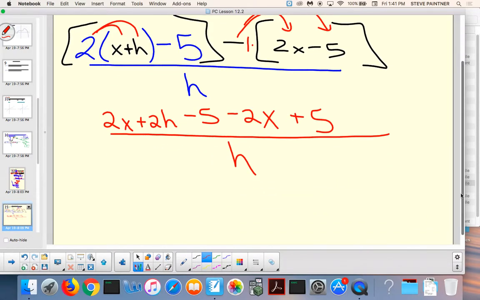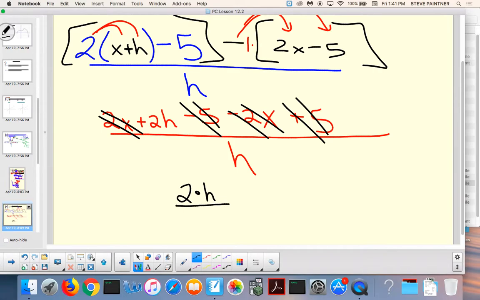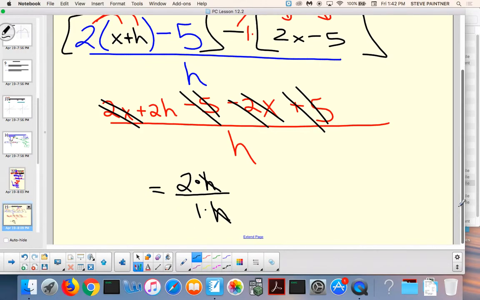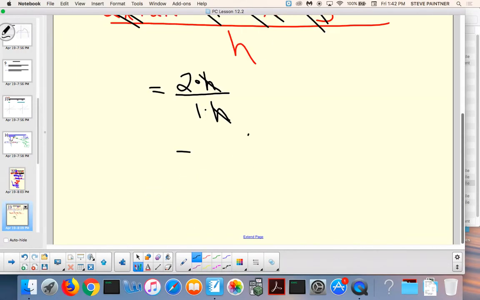Okay, anything cancel? Yeah, lots of stuff, right? So you end up with 2 times h over, isn't this a 1 times h? Because you have multiplication over multiplication, you're allowed to divide. What divides out? The h and the h are the same number. So you say this and this make 1 over 1. The answer is 2. But wait a minute, that's the function that we simplified. So we simplified it and got 2.